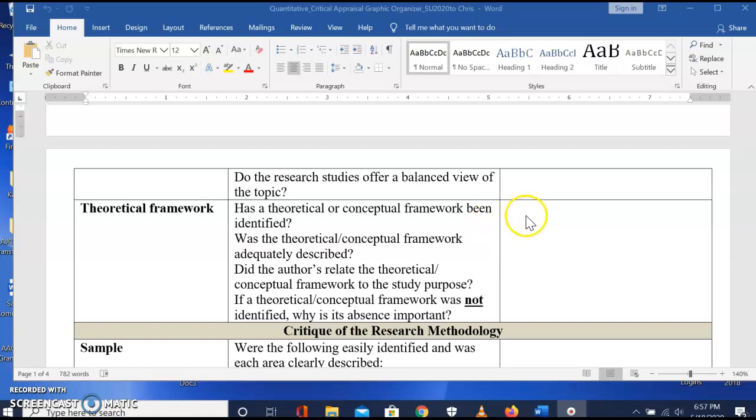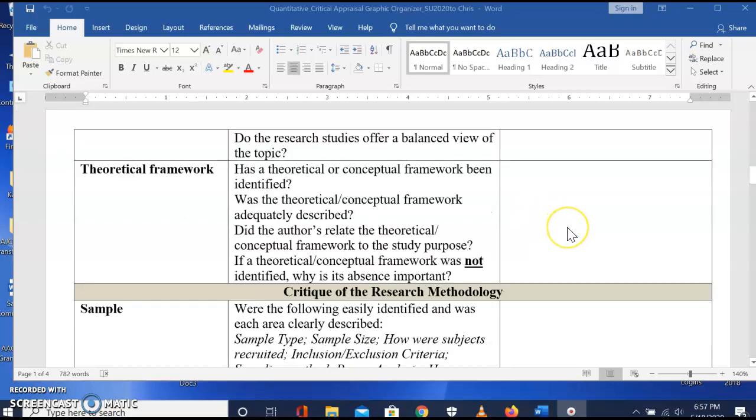But if they don't have a conceptual framework or a theoretical framework, then we really would be questioning the value and the credibility of the science and the work here. Okay, so most important too is if there is not a conceptual framework, then you do need to answer this question, which was not in the quant graphic organizer. It is in this one: if a theoretical conceptual framework was not identified, why is its absence important?